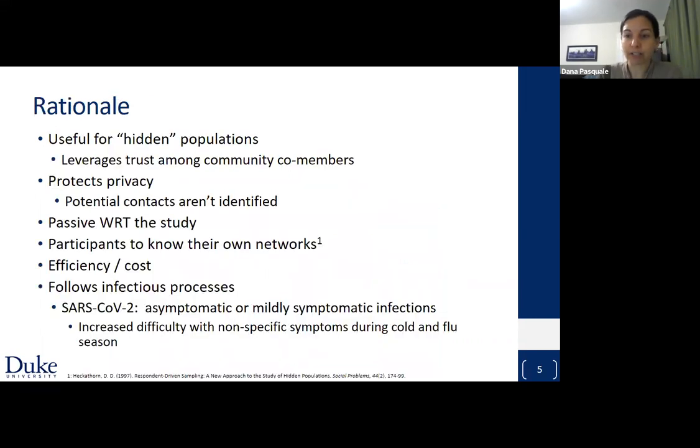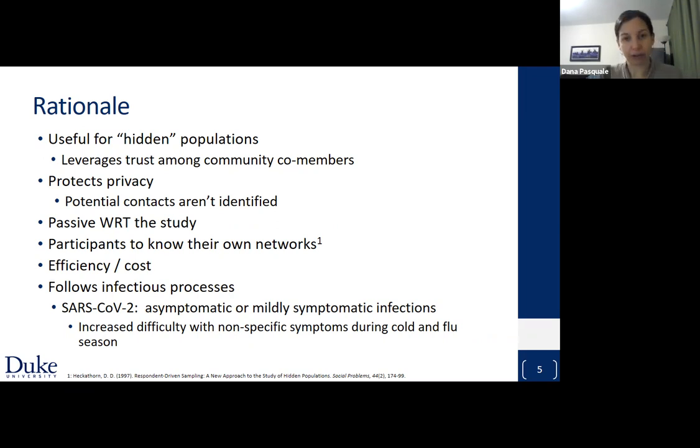Link tracing is especially effective in cases when you aren't sure who's in the population or risk set. And this is sometimes because the population or the outcome is hidden. Sometimes it's because there's stigma experienced by the population of interest. And so link tracing has been successfully deployed many times among injecting drug users. And if you've got people who generally don't trust medical research, then link tracing can be helpful because it leverages trust among community co-members from one person to another as they explain the study and recruit their contacts for enrollment.